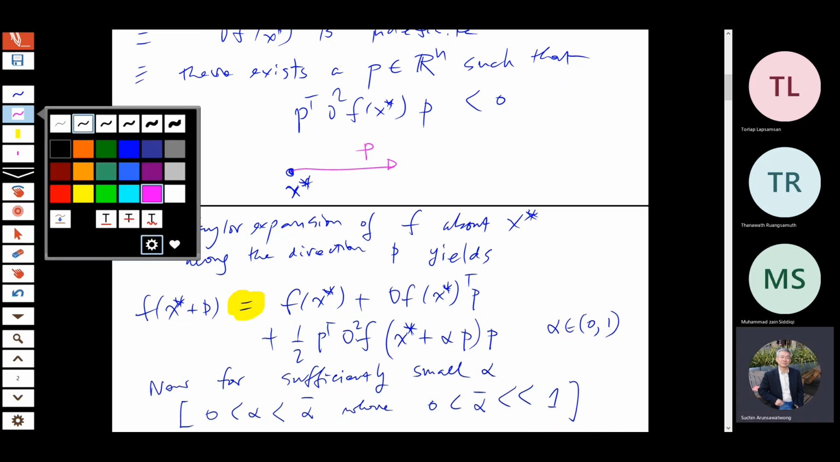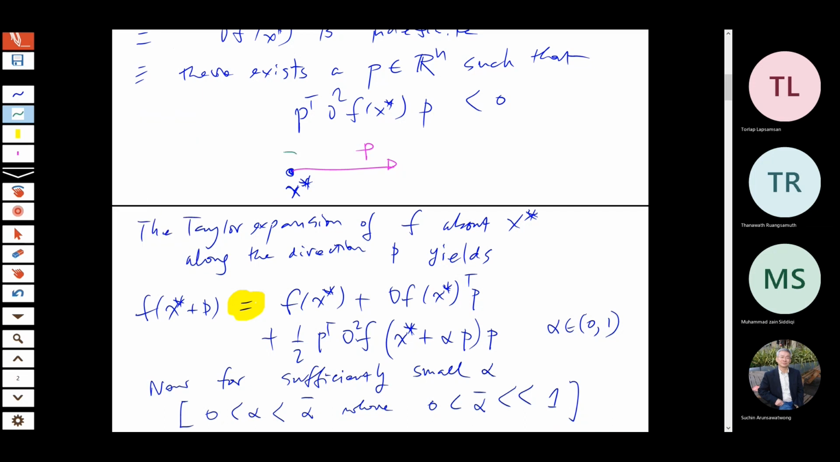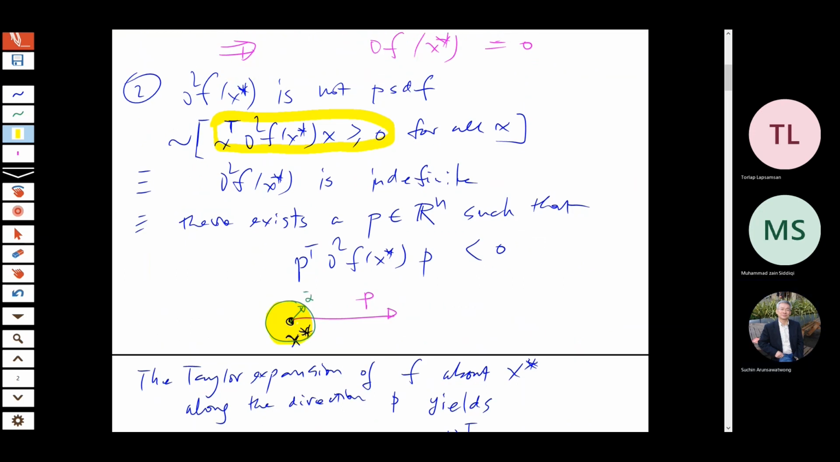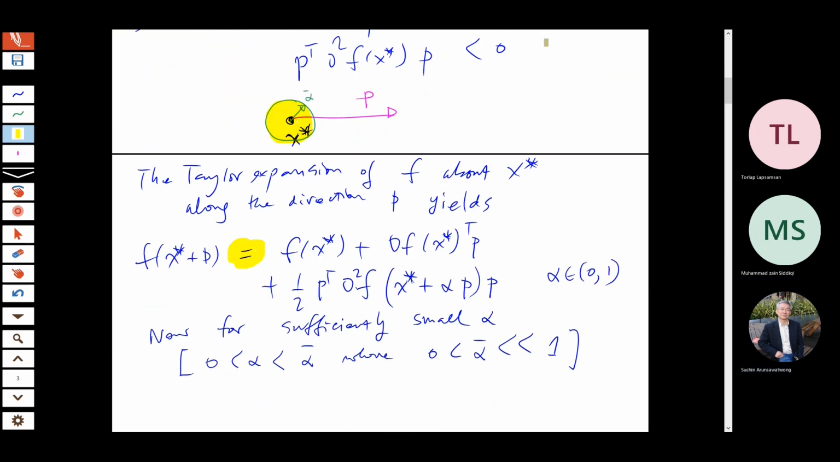Here we use the green color, the alpha bar, okay? Consider the neighborhood around this point. Then you see that, now for sufficiently small alpha, we use the continuity of the function f. To be precise, we will use the continuity of the Hessian matrix.